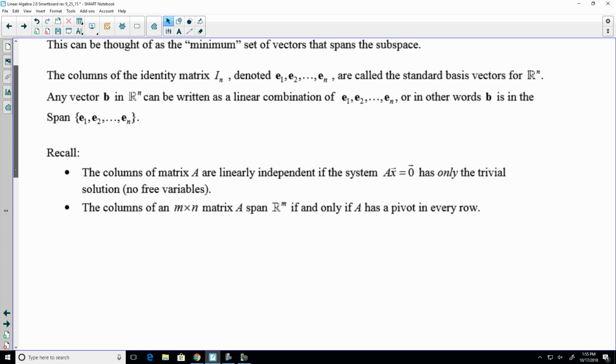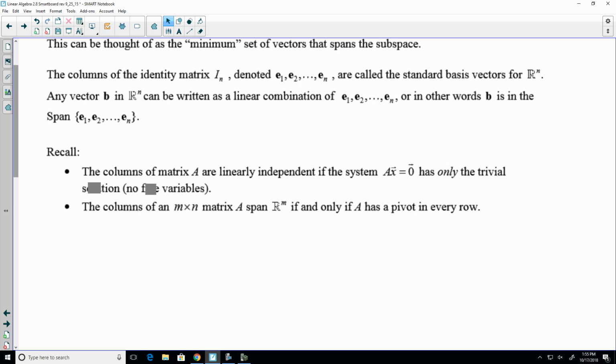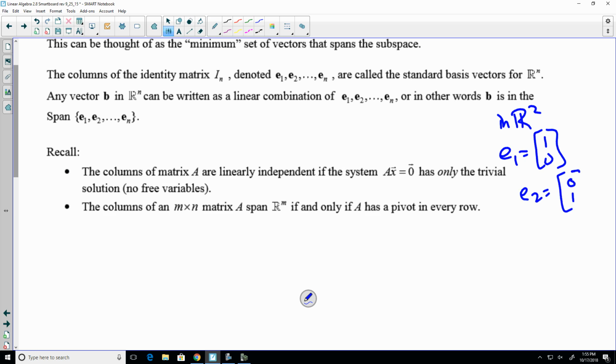So we already talked about this a little bit. We said that the columns of the identity matrix, e1, e2 through en, we called those the standard basis vectors of Rn. So we did this a lot when we were doing transformations, right? In R2, e1 was (1, 0) and e2 was (0, 1). They are linearly independent. If you put those in a matrix, they're already row reduced to the identity, right? So they're linearly independent. And I have two of them.